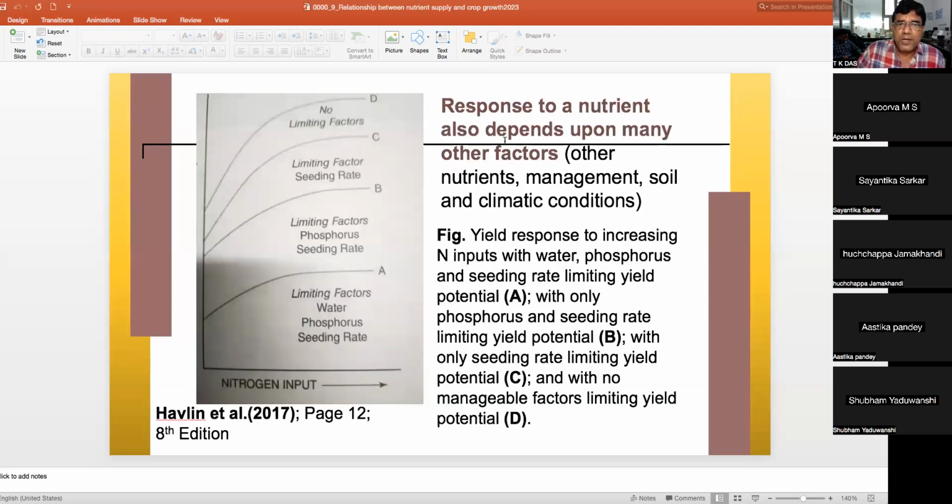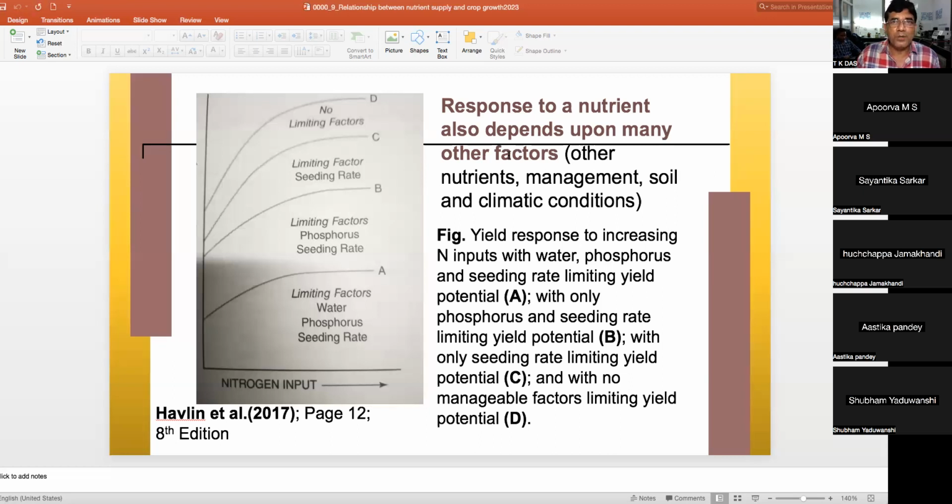So response to a nutrient also depends upon many other factors. It is not just one factor. There are other factors like management factors, soil and climatic factors. I told you that nutrient is one factor. Even in nutrients, you have 17 nutrients. Likewise, there are some other factors which also affect the response of nutrients.